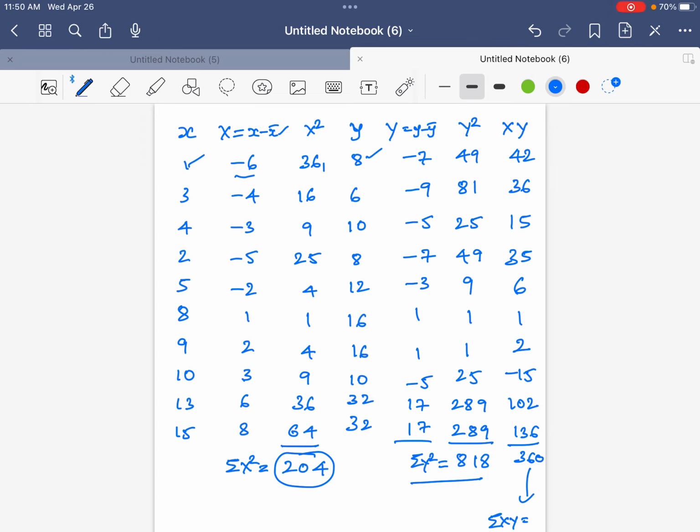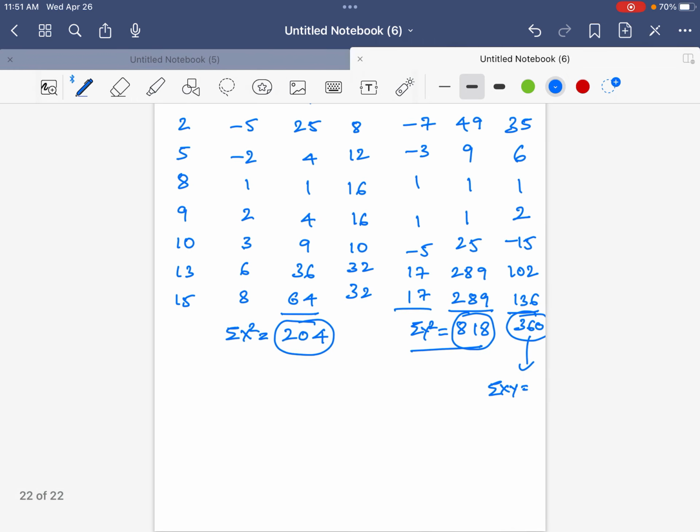In the same way, each value of y is subtracted from the mean, which is 15, and then the value is squared and added. Summation y square is 818, and the product capital X multiplied by capital Y, minus 6 multiplied by minus 7, is 42. Like that, each value of capital X is multiplied with capital Y to get summation xy, which in turn is 360. With the help of this, now we can find the correlation coefficient.